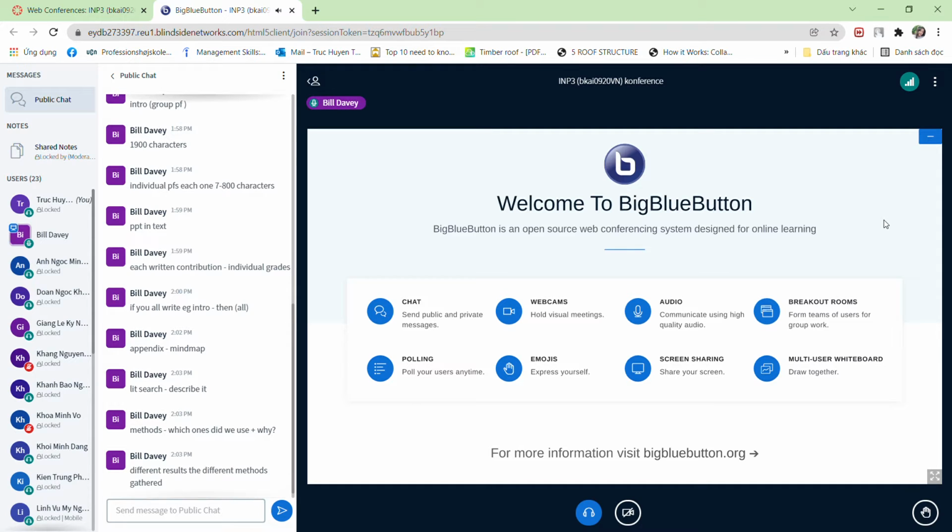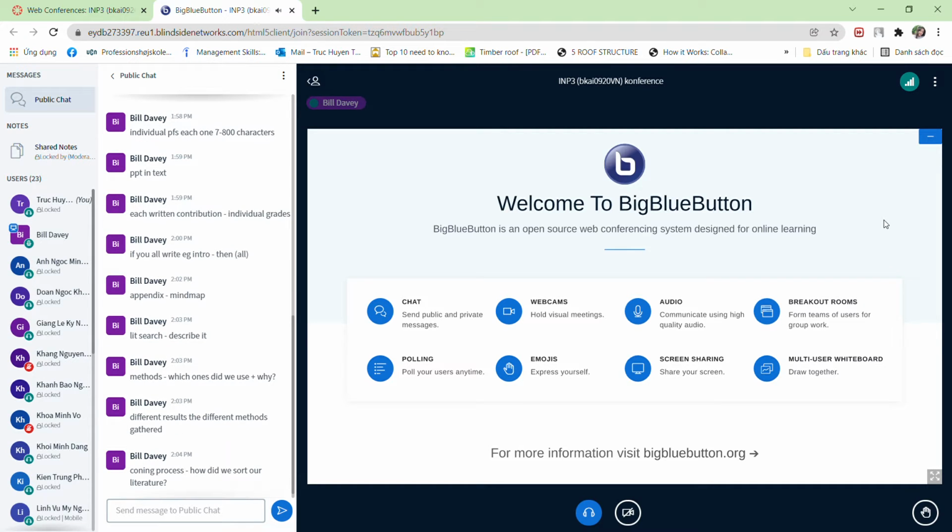And one of the things that you then did, we need to know about your coding process. And there you're answering the question, how did we sort the literature? So when you've got the coding process, you write about how you sorted things into different categories.